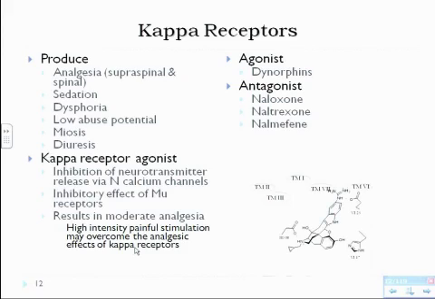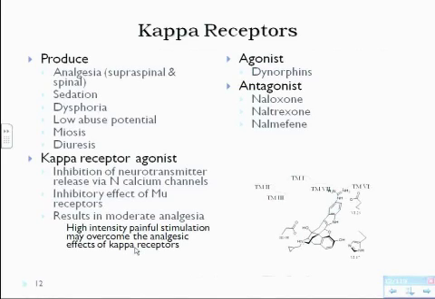They do give sedation, dysphoria, there's a little bit of a low abuse potential, which is a nicer thing about this drug, miosis and diuresis. Now, somebody tried to produce a drug that's more kappa-like. And that one is Demerol, or meperidine. Meperidine is more like a kappa-like receptor agonist.